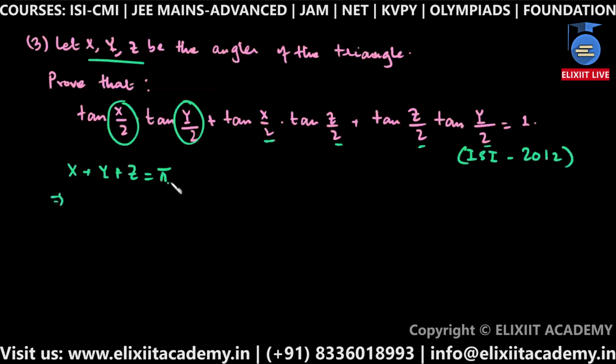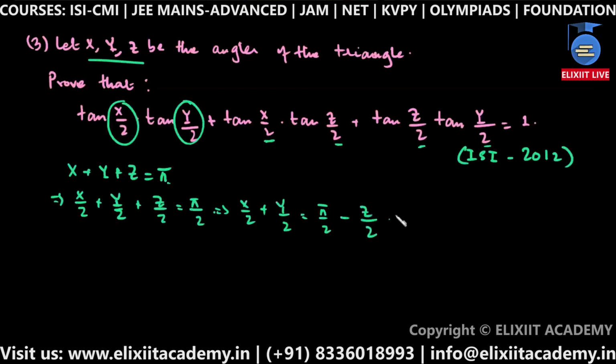To convert this, π is basically 180. So can we say that x/2 + y/2 + z/2 is π/2? We are dividing by 2, trying to represent this in terms of 90 because the angles are in terms of x/2. So x/2 + y/2 + z/2 = π/2, which is 90 degrees. So we have x/2 + y/2 = π/2 − z/2.